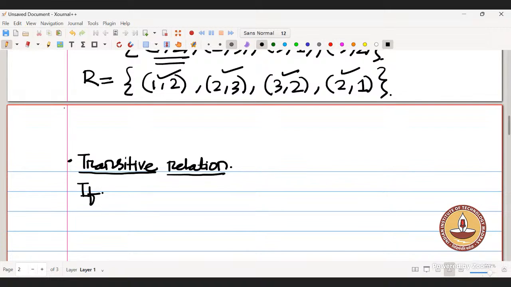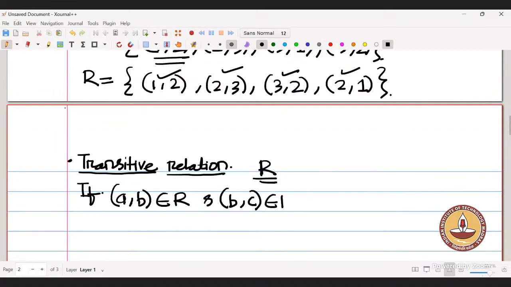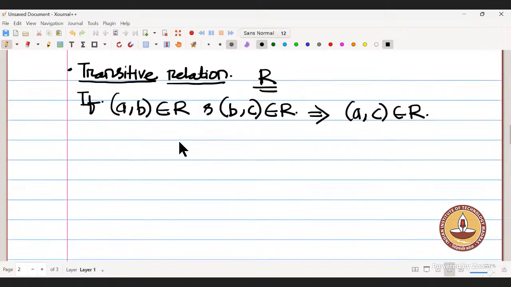So what basically it says, suppose I have a relation R. If (A,B) belongs to R and (B,C) belongs to R, then (A,C) should be inside R, right? So this is the definition of a transitive relation.